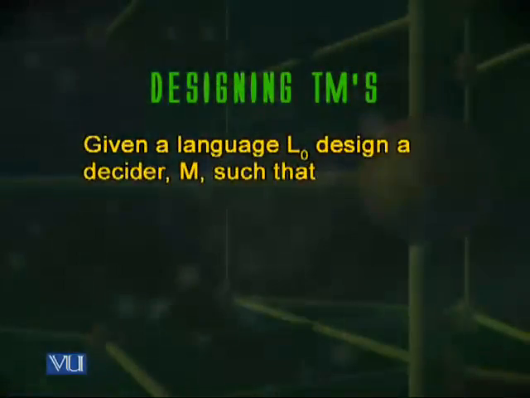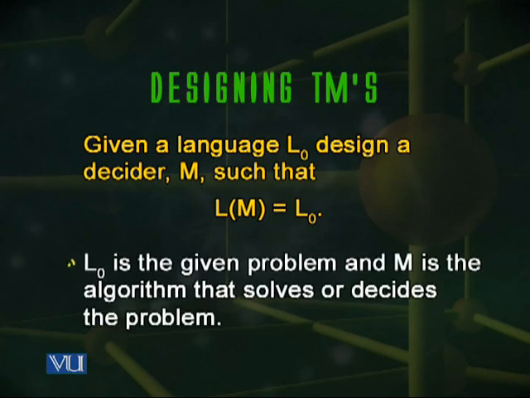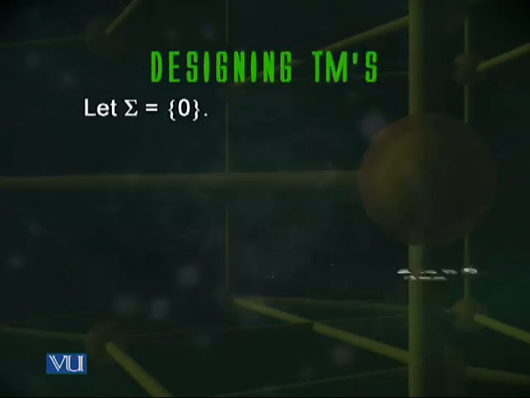So a typical problem in computer science looks as follows. You're given a language L0 and you're asked to design a decider M such that L of M is equal to L0. L0 is the given problem and M is the algorithm that solves or decides the problem. Let us look at an example of this.